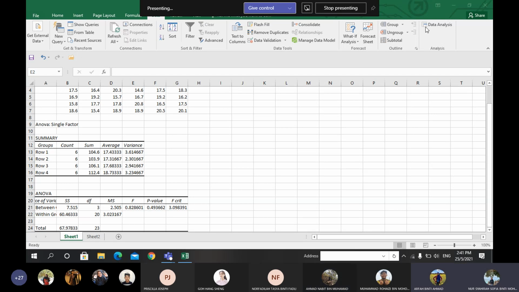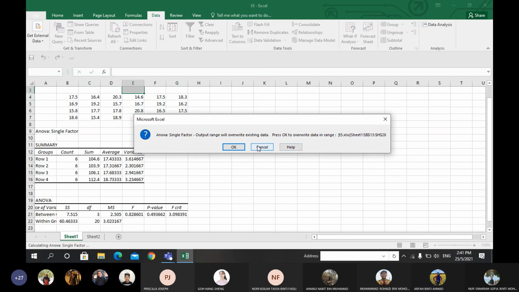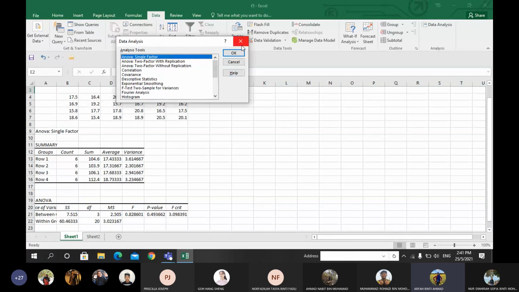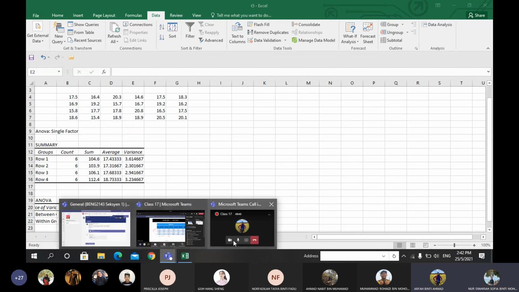Sebab data awak treatment ada 6. So faktor yang kita tengok adalah treatment. That is 6 machine. So should be by column. Sekejap. Yang lain dapat berapa? Betulkan sikit je tu doktor.